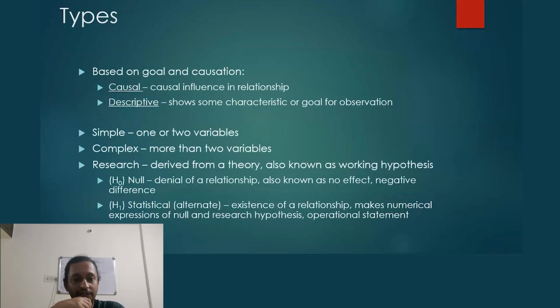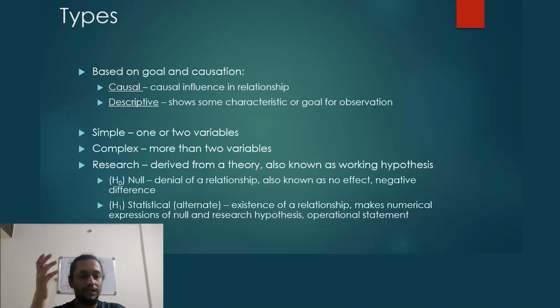Then hypotheses are of different types. There's causal, which is cause and effect, which the experimental method answers, and there is descriptive hypothesis, which is explaining some characteristics or goal based on an observation or a study. So when you try and find a relationship between personality and existential crisis, that's a descriptive hypothesis. When you try and find whether smoking causes cancer, then that's a causal hypothesis.